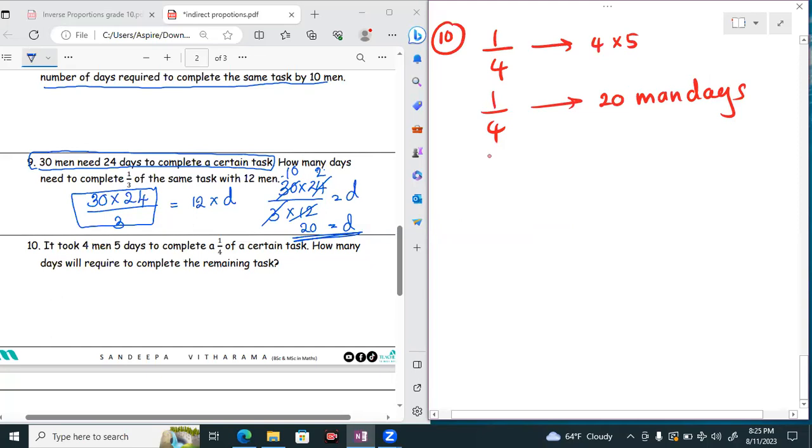What is the remaining part? It is 3/4. Then 1/4 equals 20, which means 3/4 equals 3 times 20. The answer is 60 man days. Okay. Then 3/4 is equal to 60 man days.